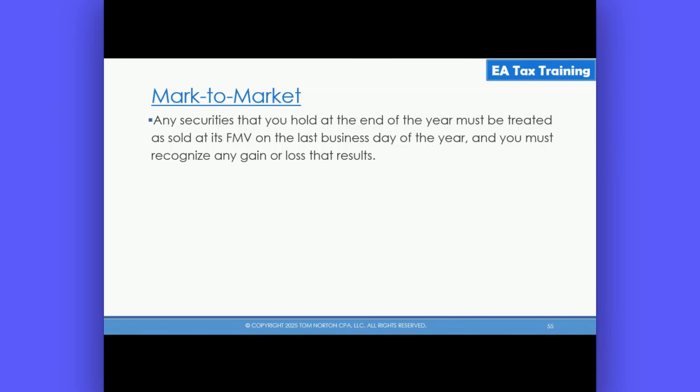Well, mark to market is an exception to that. What mark to market says is that you are going to recognize a gain or loss, even though you haven't sold that stock. So you have to look at all of your securities that you hold on the last business day of the year, and you have to say, if I were to sell it today, would I have a gain or loss? And then you have to compute that, and then you have to pay tax on any gain. And then if you have a loss, then you have a loss. So that's what mark to market means.